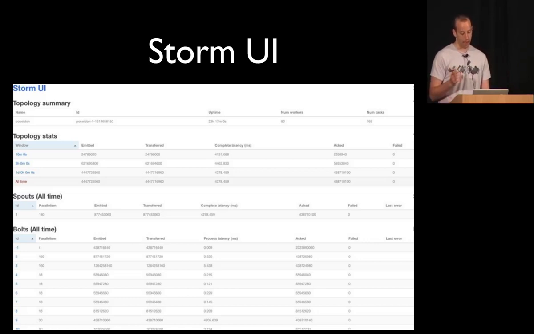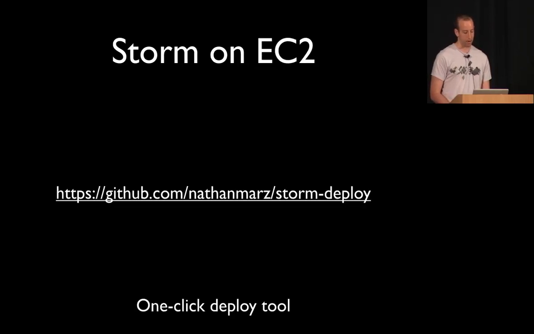One other note, Storm has a companion project called Storm Deploy, which is a one-click deploy tool for EC2. This is written using Pallet, which is a phenomenal library. And this just lets you get up and running very, very quickly.